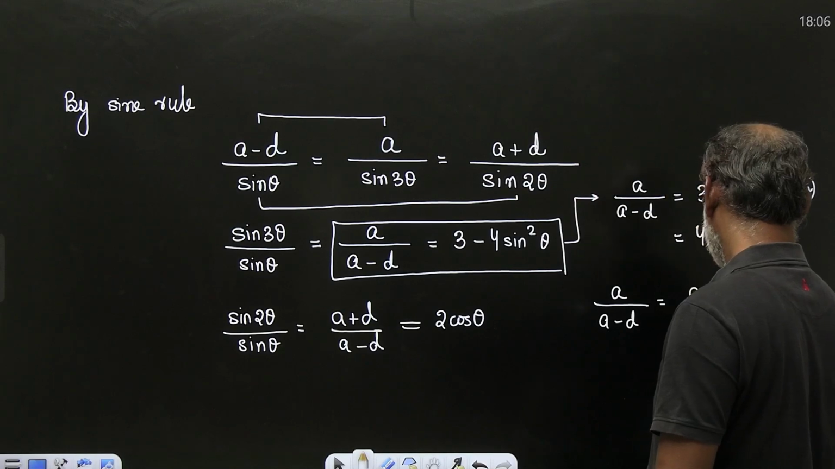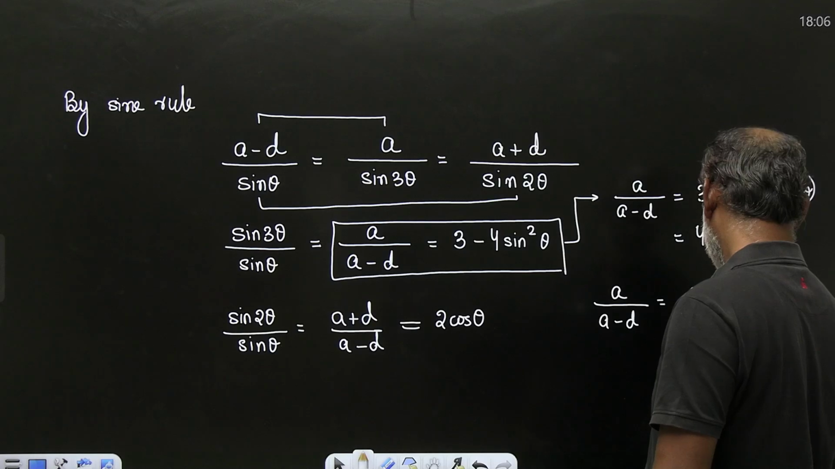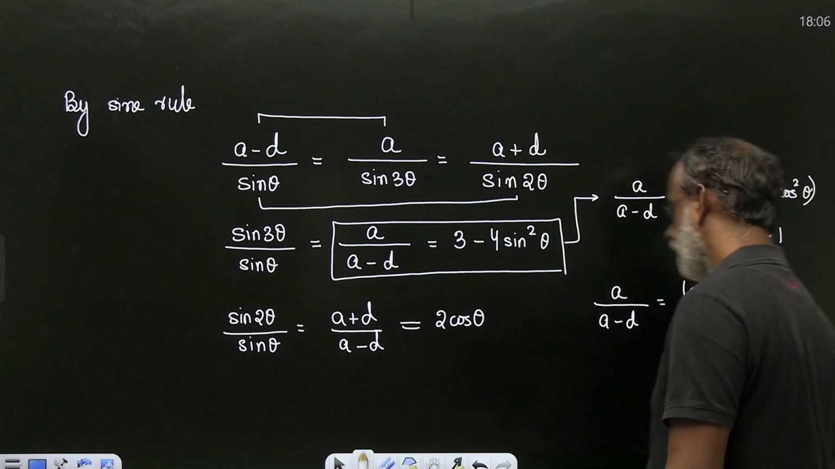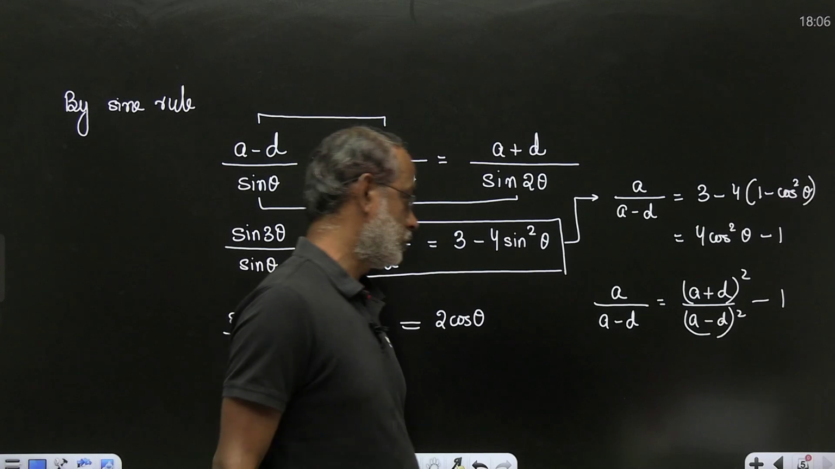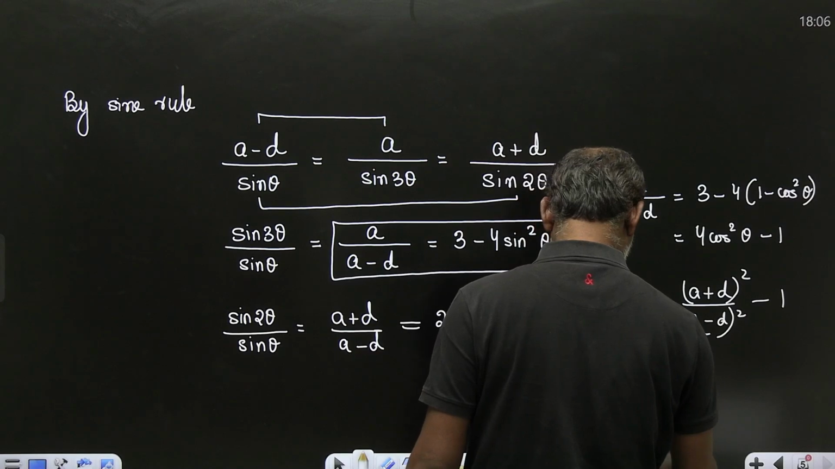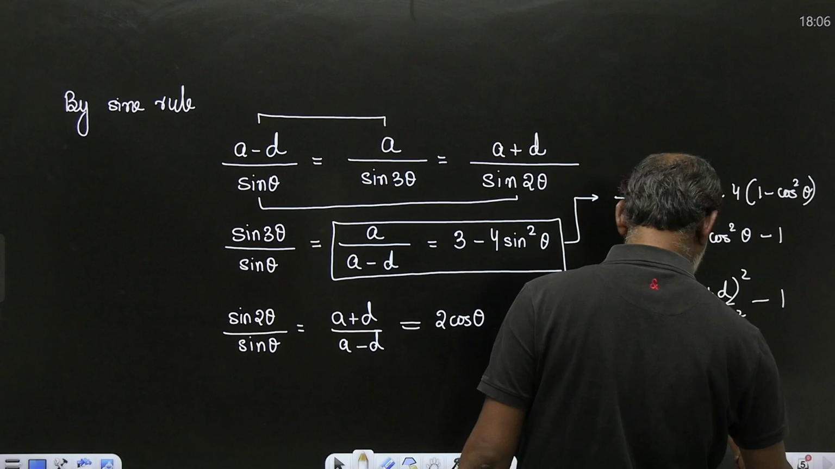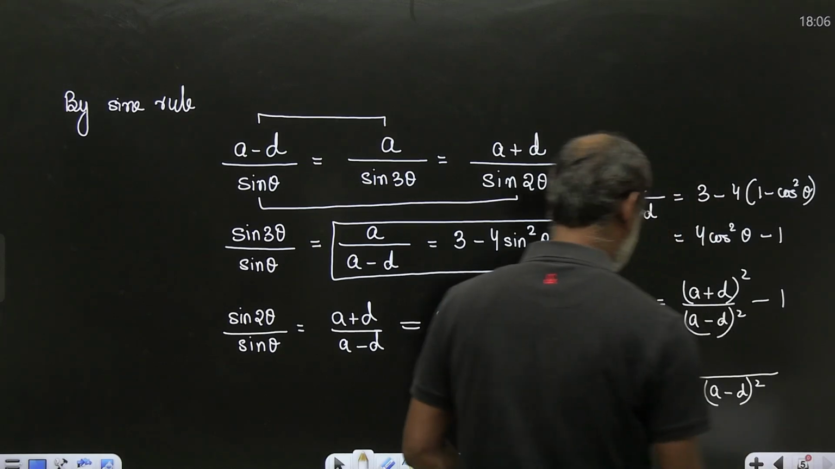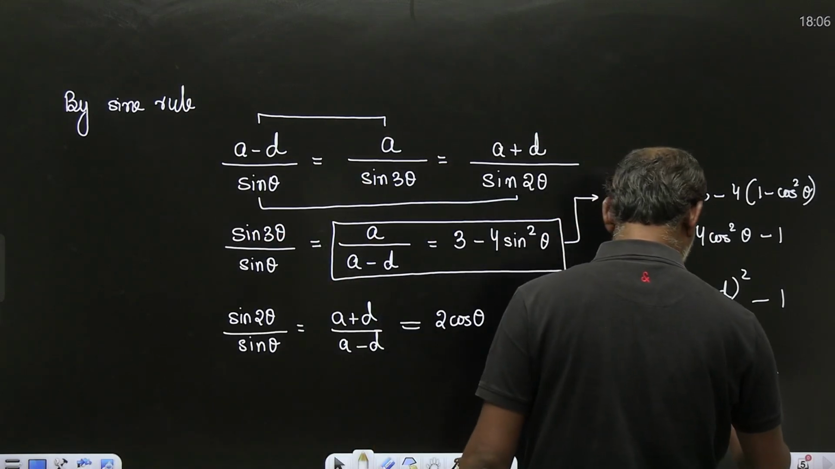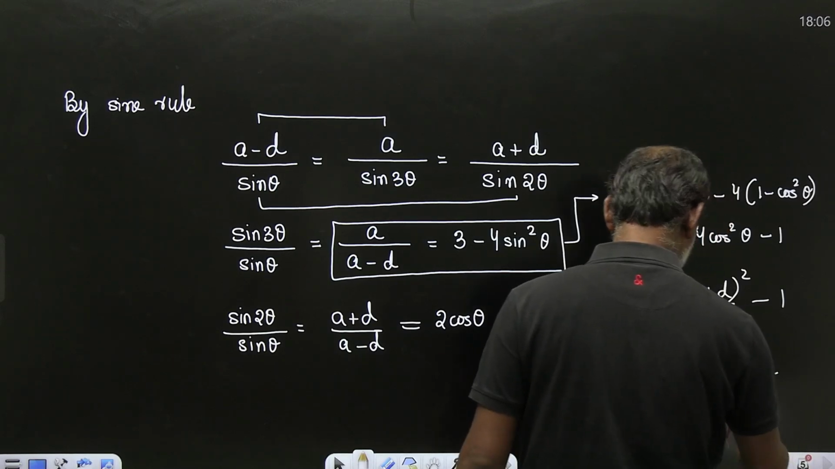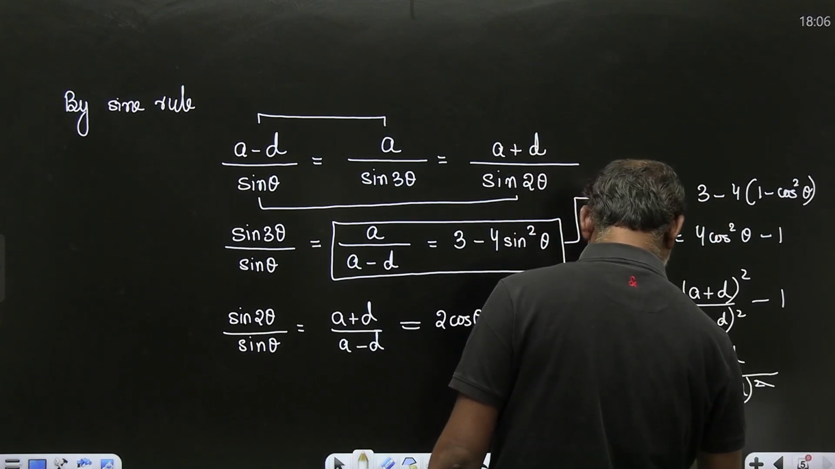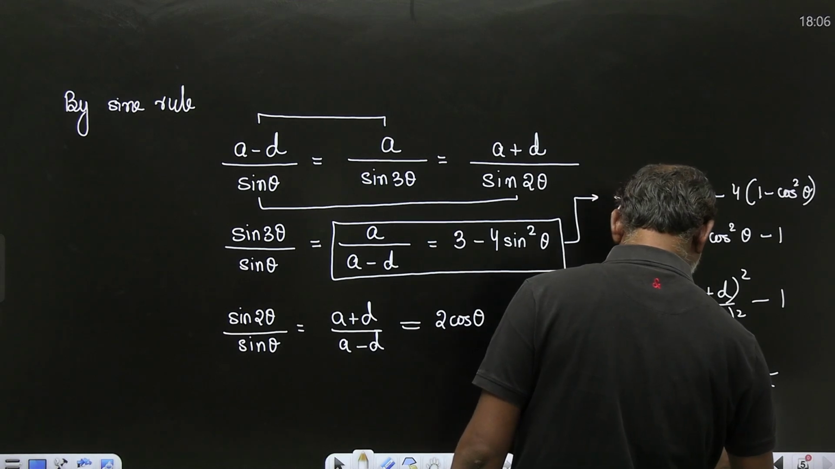A plus D upon A minus D whole square. So what you are going to get is the denominator, and what will be the numerator? A plus D whole square minus A minus D whole square is 4AD. So A and A get cancelled out. You have A minus D is 4B.